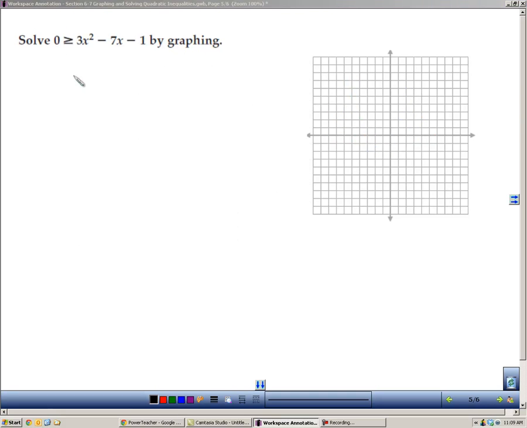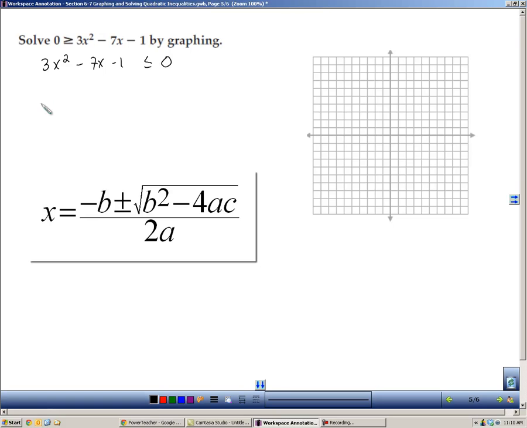Here's another example. I'm going to rewrite it using 3x squared minus 7x minus 1 is less than or equal to 0. I like to have it on the left so I know exactly if I'm bigger than or smaller than 0. This one's going to be difficult to factor. It's not going to factor. Completing the square is going to give me some really yuck fractions. So I'm going to use the quadratic formula here to solve the related equation.